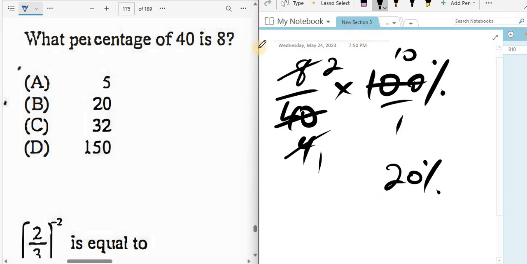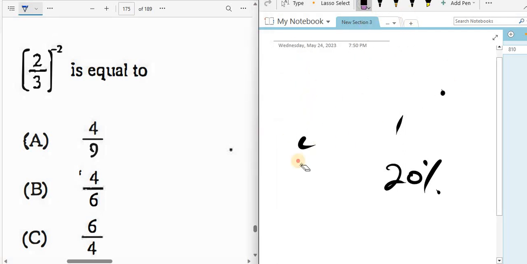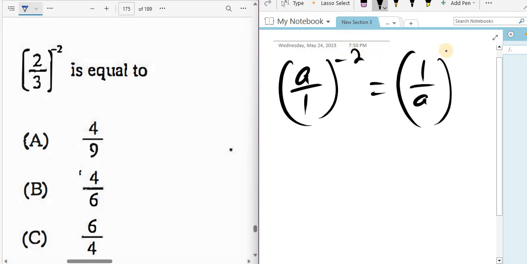Alright, good stuff. Next one, we have 2/3 raised to a negative power. Now, when you raise a quantity to a negative power, you want to write it as a positive index, so you can flip it. If I gave you A, it's the same thing as A over 1, and I raise it to a negative power, let's say negative 2. Then I can rewrite this by flipping A over 1 as 1 over A, and the power will be squared this time. These two are the same thing.